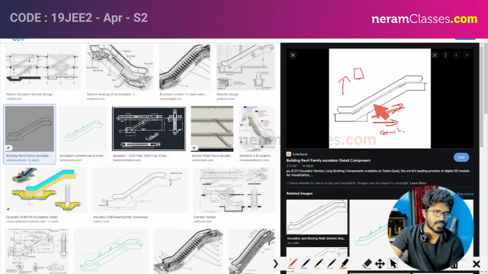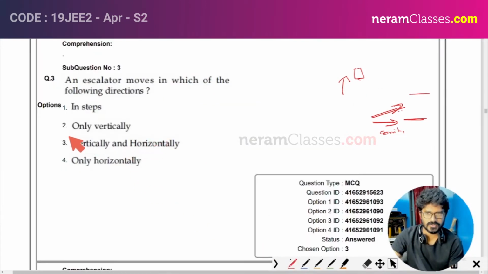If the question is what kind of circulation device an escalator is, whether a horizontal circulation device or a vertical circulation device, at that time you should answer it's a vertical circulation device, as it is used for moving from one floor to another floor. But here they are asking only about the direction of the movement, so that's why we say horizontally or vertically. The answer for this question is vertically and horizontally.